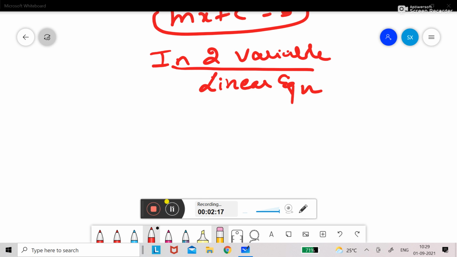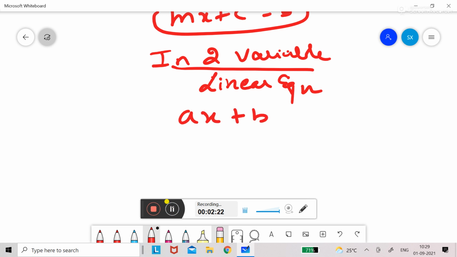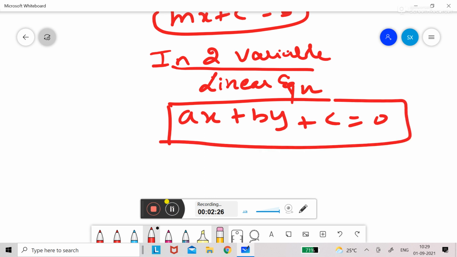Excuse me. So linear equation in two variable. Now I'll have to tell everything. ax plus by plus c is equal to 0. This is the linear equation in two variable.